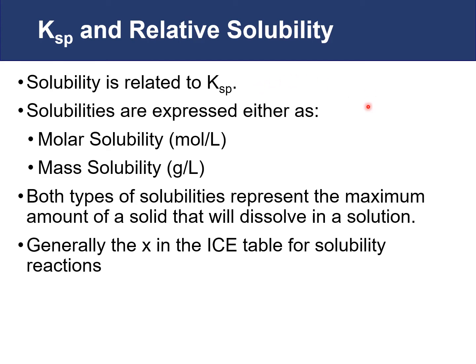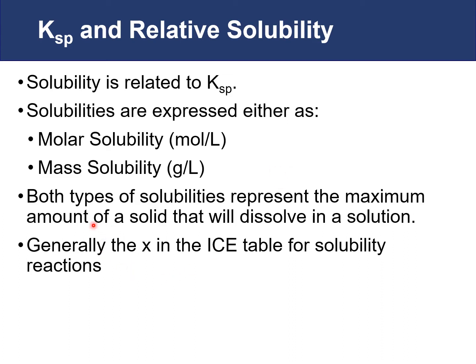We will typically be expressing solubilities either as the molar solubility or the mass solubility. Each one of these is how much of our solid were we able to dissolve per liter of solution. The molar solubility is how many moles of our solute were we able to get to dissolve into 1 liter of our solvent. The mass solubility is the same thing except in grams. So this is what weight of solute were we able to get to dissolve per liter of solution.